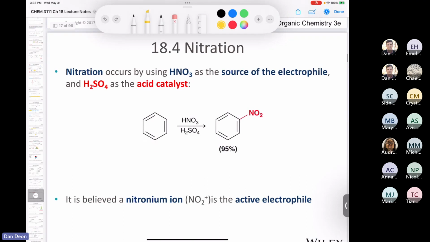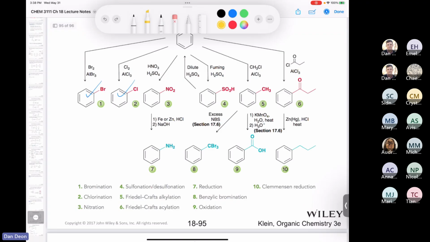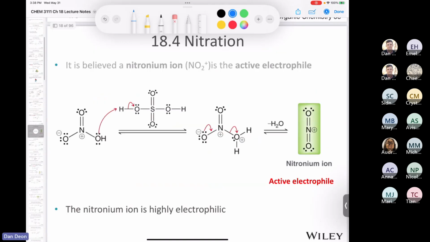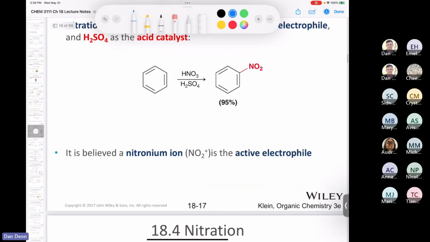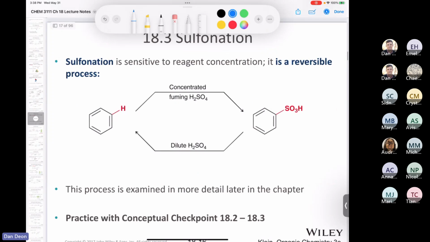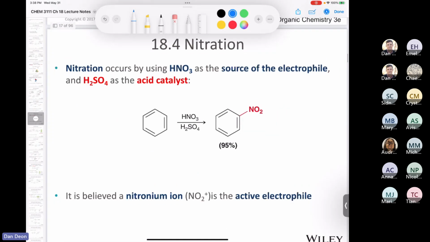Okay, so now if we go down here, where was it? Here. So now we've covered bromination, chlorination, and sulfonation. And so next we're going to look at reaction 3, which is nitration. And maybe after that, we'll think about calling it a day. We'll see how we're feeling. So the next reaction is nitration.